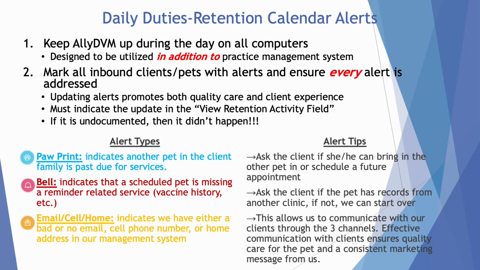There are some people out there that use email. Some people use cell phones. Some people prefer home address. And guess what? We don't know what their preference is. So we have to make sure that we're hitting all 3 avenues to make sure that we're communicating with them appropriately and reminding them about the services their pets are due for. Okay, you can see right there an example of what the actual alerts look like on the retention calendar.